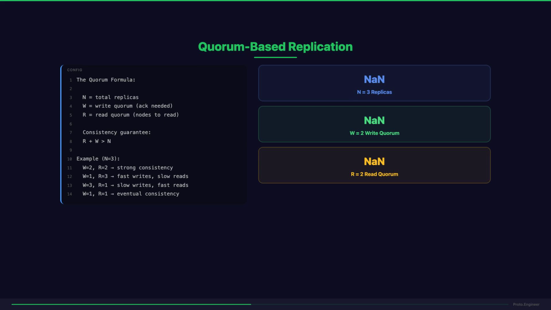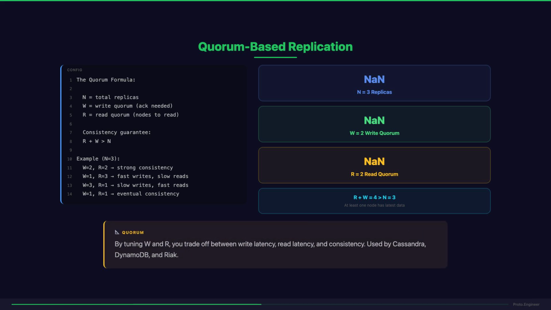If W equals 1 and R equals 3, writes are fast but reads are slow. Every read checks all 3 nodes. If W equals 3 and R equals 1, writes are slow but reads are fast. One node is always enough. If W equals 1 and R equals 1, fast as possible, but only eventually consistent.